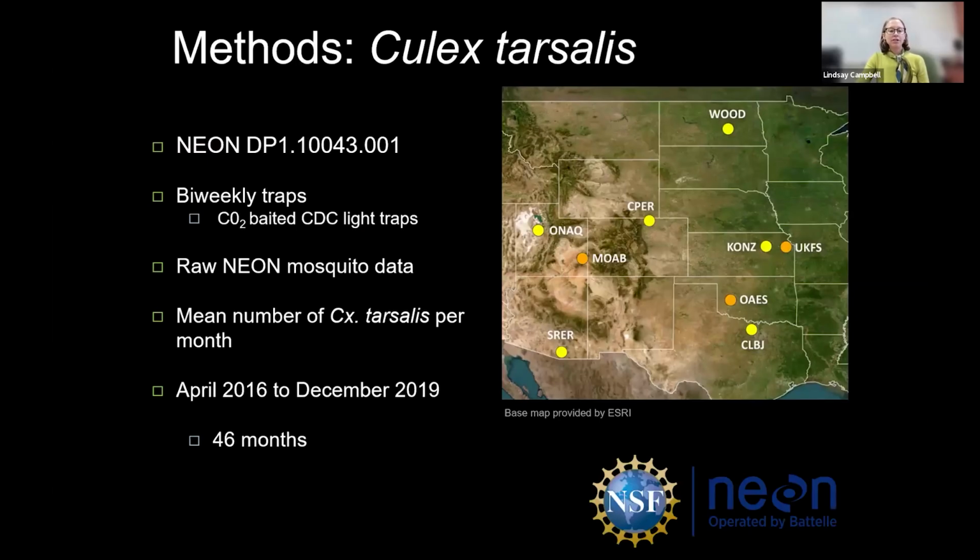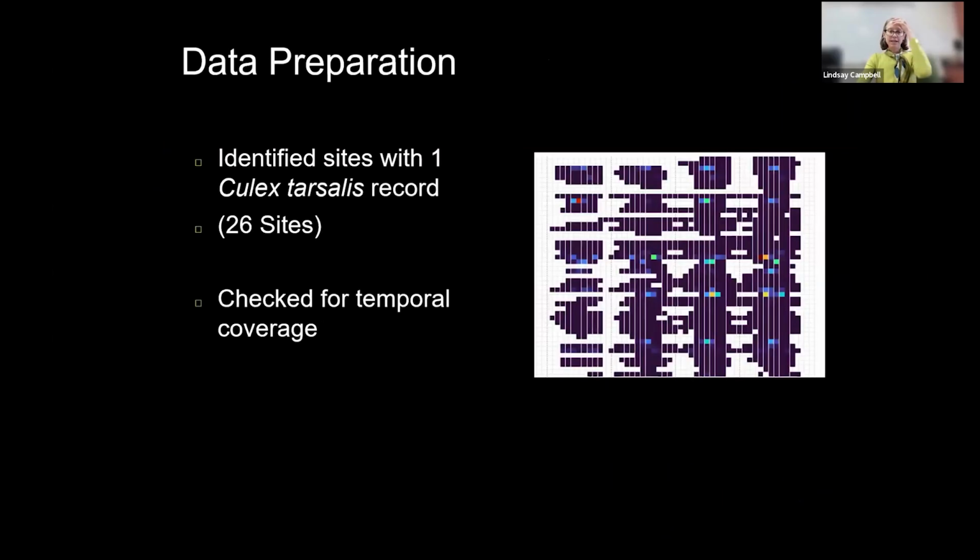So in order to do this, we went ahead and worked with the raw NEON mosquito data. We calculated the mean number of Culex tarsalis per month, and we ended up using data from 2016 to December 2019 because it was the most consistent across these locations. The program was beginning in 2014 and then started picking up, so this provided a good amount of time to take a look.